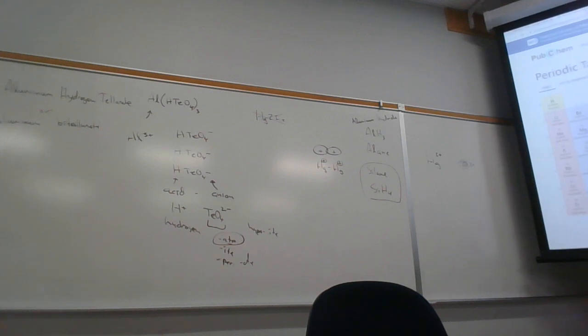PO4 3 minus. Sulfate, SO4 2 minus. Selenate, SeO4 2 minus. Tellurate, TeO4 2 minus. Arsenate, AsO4 3 minus. Good. Antimonate, SbO4 3 minus. Germanate, GeO4 4 minus. Yeah, you got it.